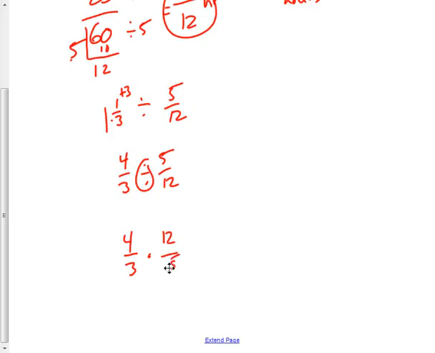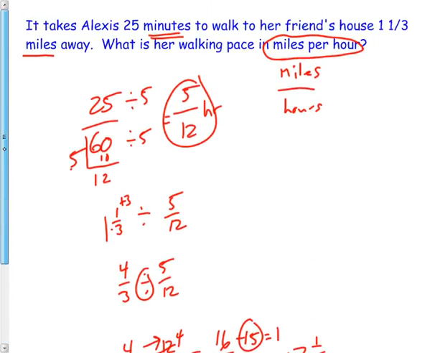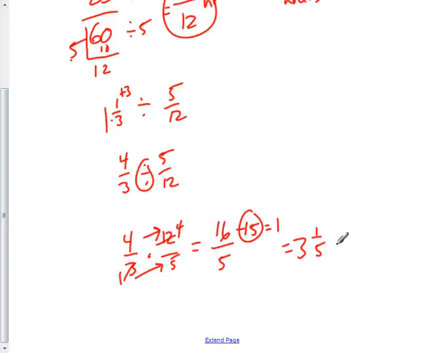All right, and I can't simplify, well, I can do the 3 and the 12. So the 3 will be a 1 and the 12 will be a 4. I can't simplify anything else, so let's multiply across, and we'll get 16 over 5. And I can think of my multiples of 5, and I can subtract 15 to get 1 left. And 15 will actually make 3 whole with 1/5 left over. Now let's figure out what our units are. So 3 1/5 miles per hour. So that's how fast she's walking. 3 1/5 miles per hour. MPH is fine there.